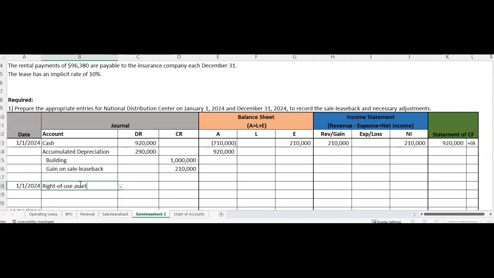And that right-of-use asset would be recorded at the present value of the minimum lease payments. And then we would record the lease payable for the same value. So let's talk about that. How do we calculate that initial value?